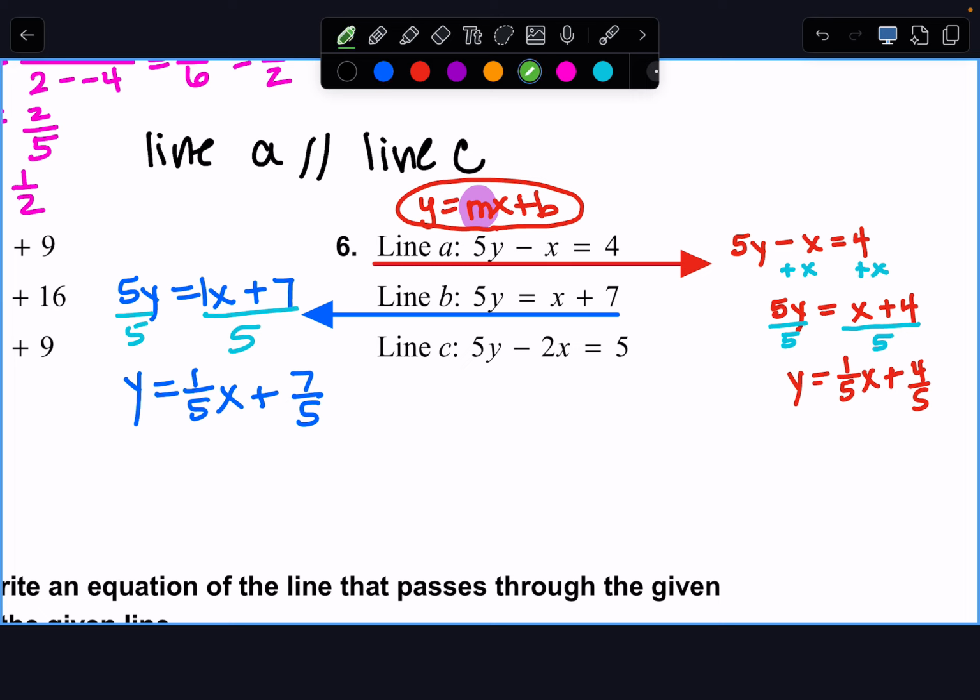Okay, what's the first thing that you did? Add 2x. So do you have 5y equals 2x plus 5? Yes. And then we had to divide by 5 in order to get y equals 2/5 x plus 1? Yes. Okay. Do we have parallel lines?